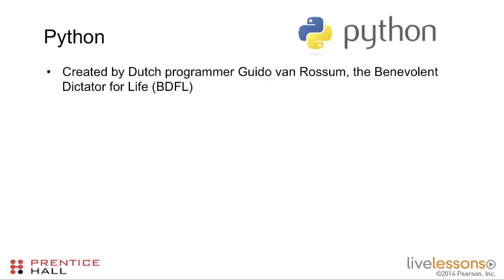Python is another very common language. It was created by the Dutch programmer Guido van Rossum, who, along with several others in the open source community, is known as the benevolent dictator for life. This term is lovingly given to open source authors who maintain projects that are used by a large user base.